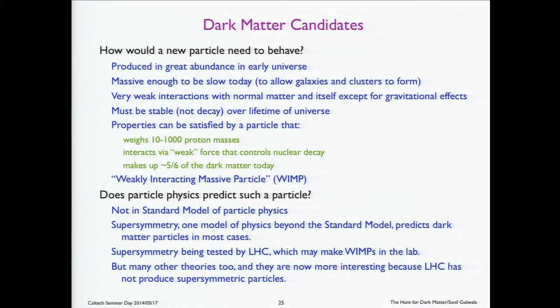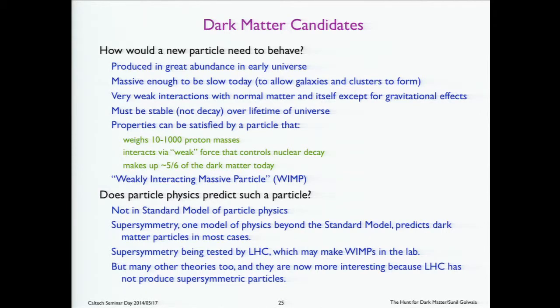Okay, so what does this new particle need to do in order to explain what we see? It has to be produced in great abundance in the early universe. It has to be massive enough today that it's slow. It has to actually collapse into galaxies and clusters of galaxies, actually forms the bulk of the matter in them. So it has to slow down enough. It has to have very weak interactions with normal matter, so we wouldn't have noticed it yet. This is exactly what the neutrino does. It doesn't have very strong interactions with normal matter. It has to be stable, so it's still around today.